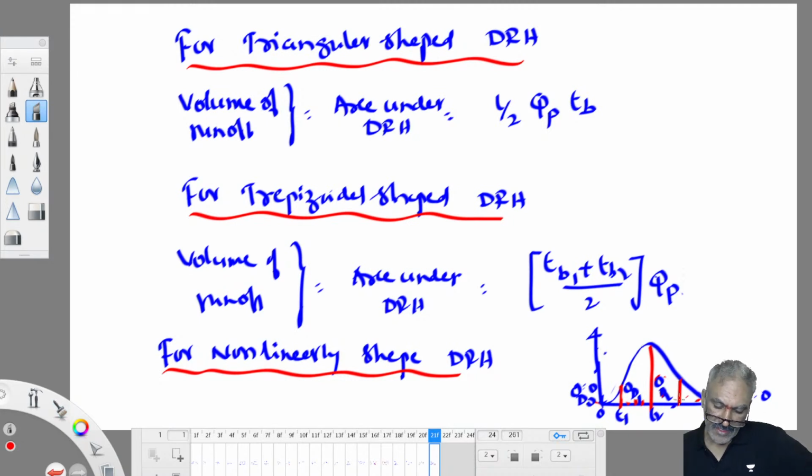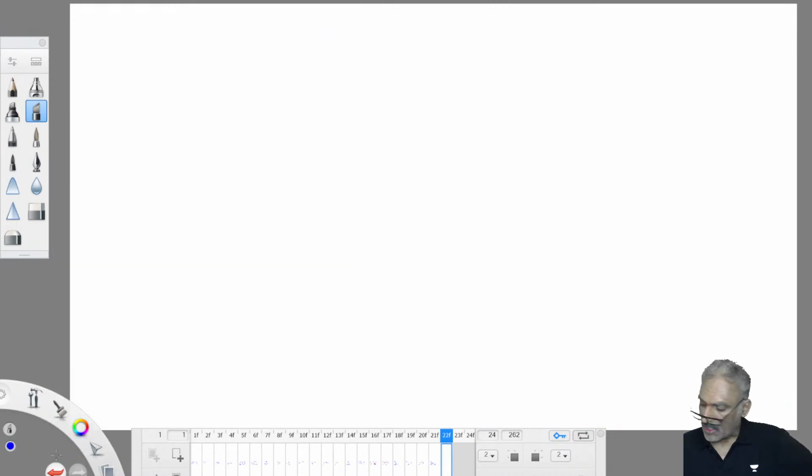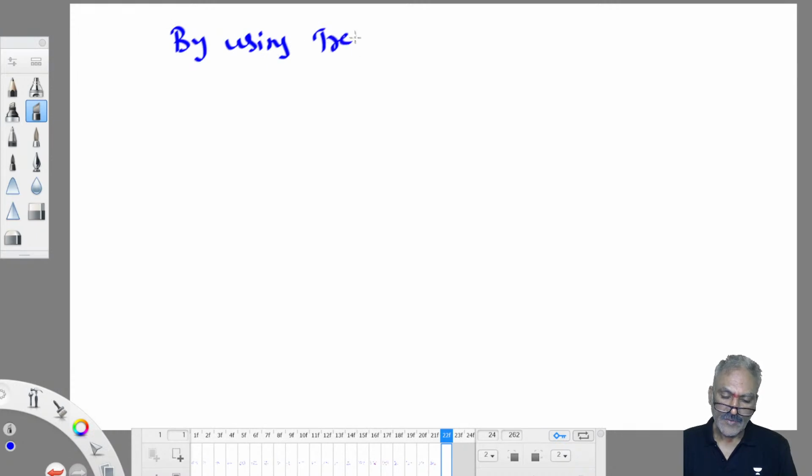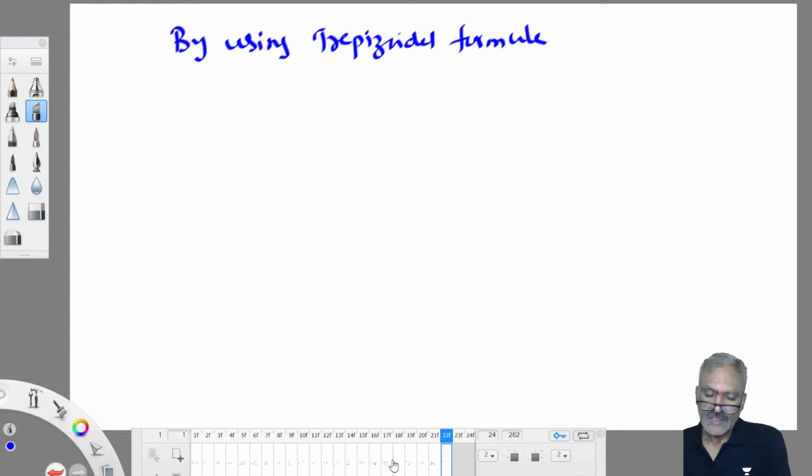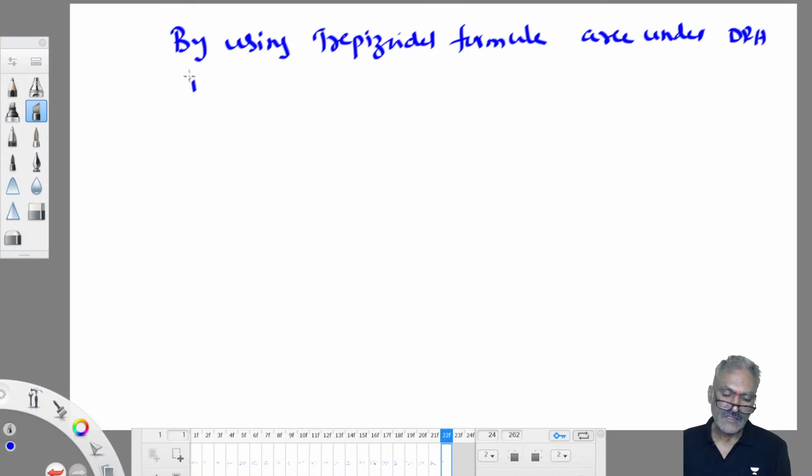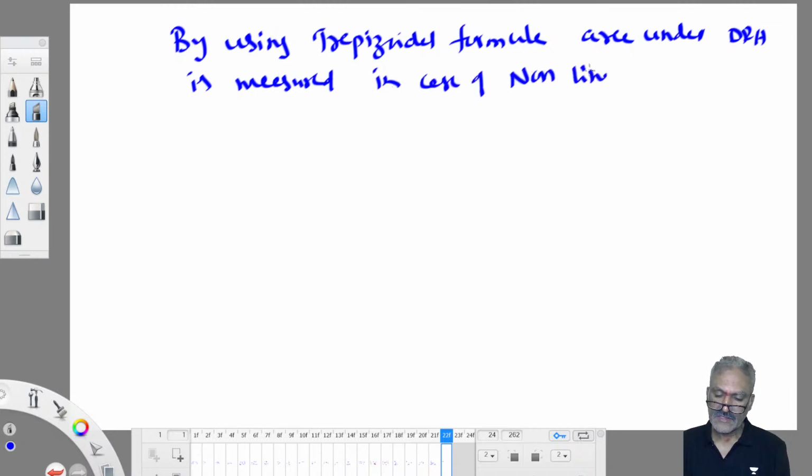So when these ordinates are given, then by using the trapezoidal formula we can find out the total volume of runoff. Simpson's formula, trapezoidal formula, and all you learned in surveying, isn't it? Area under the direct runoff hydrograph is measured in case of non-linearly shaped hydrographs.